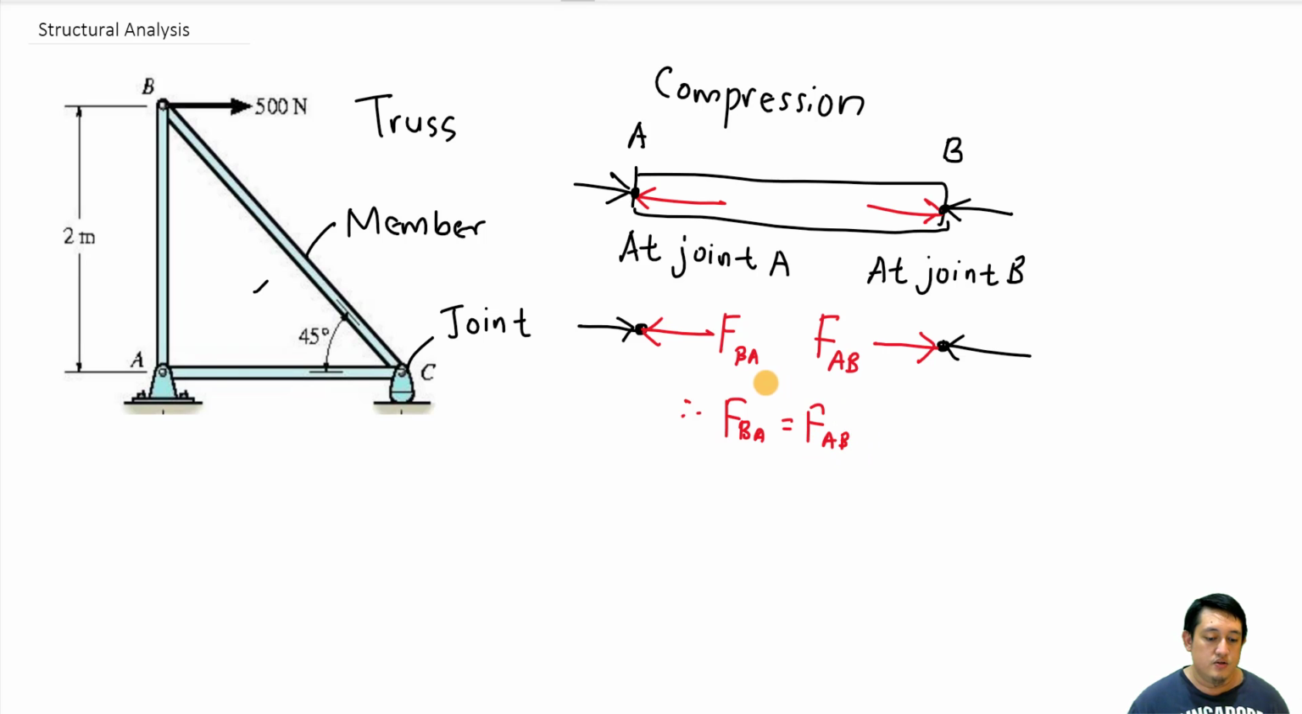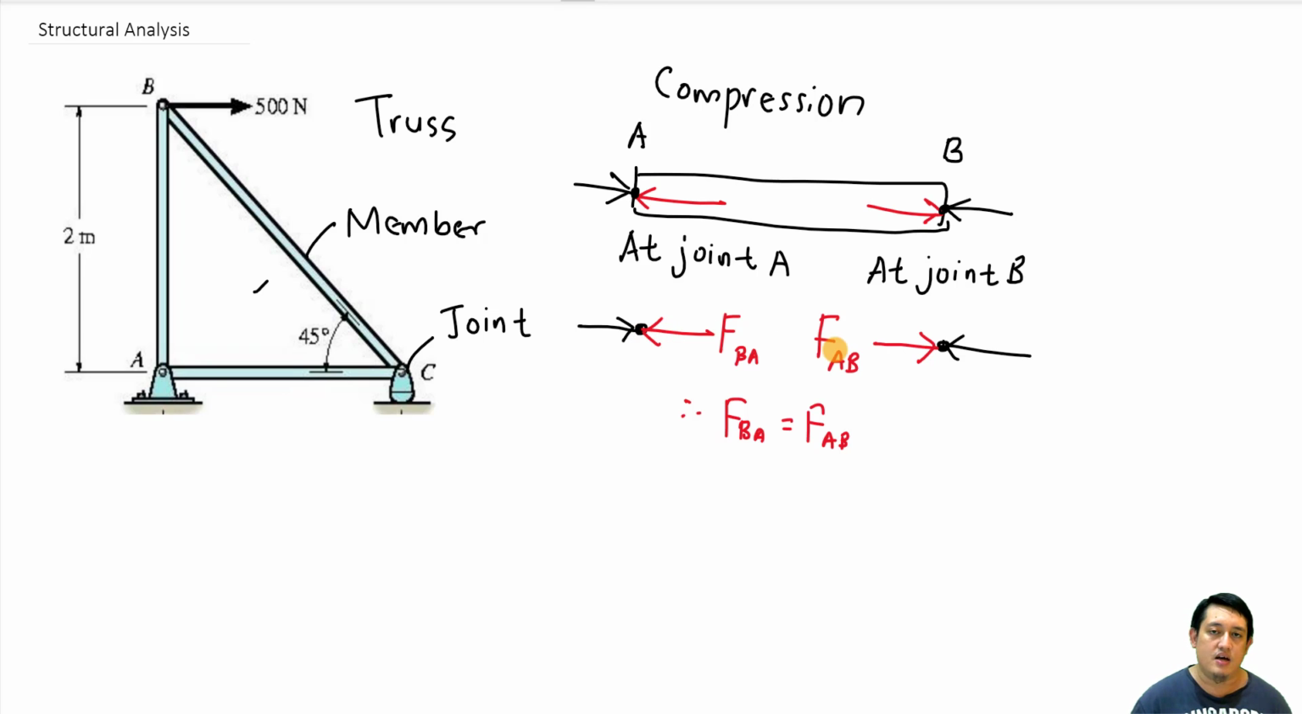So look closely at compression. The direction of the compression is this one, towards the joint. This one also, when it is a compression, the force of the member will be towards the joint. So in any case, when it is a compression, the direction of the force by the member will be towards the joint. That's the key point.